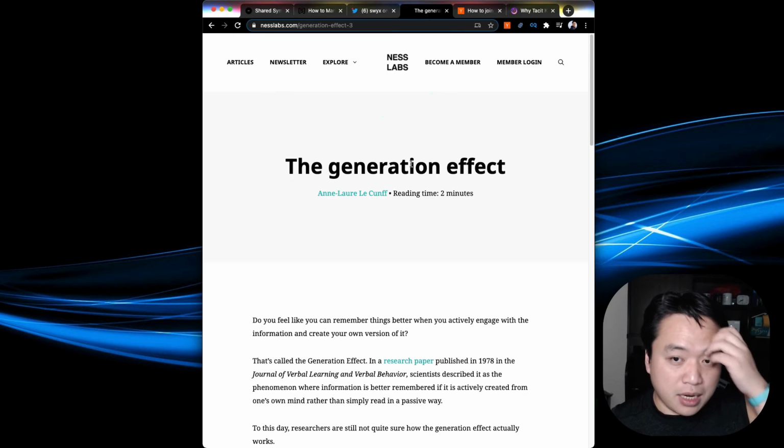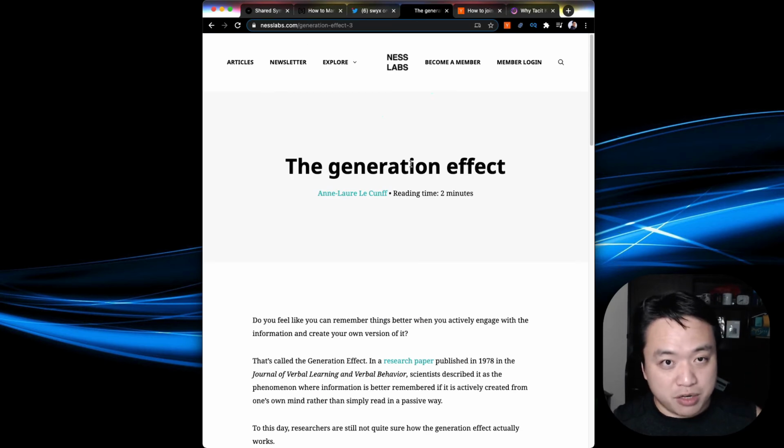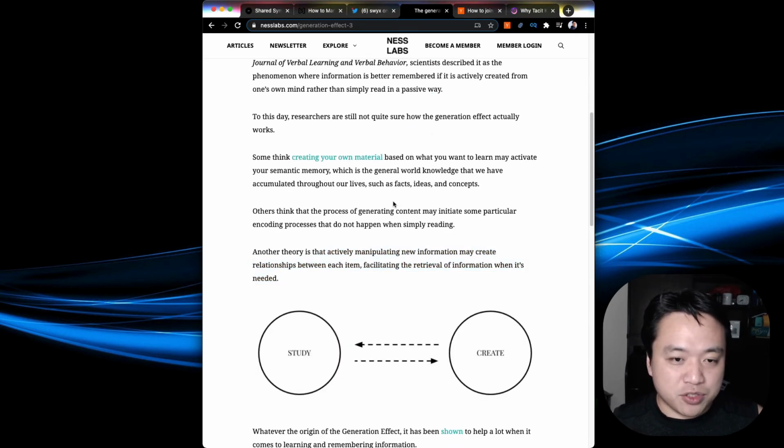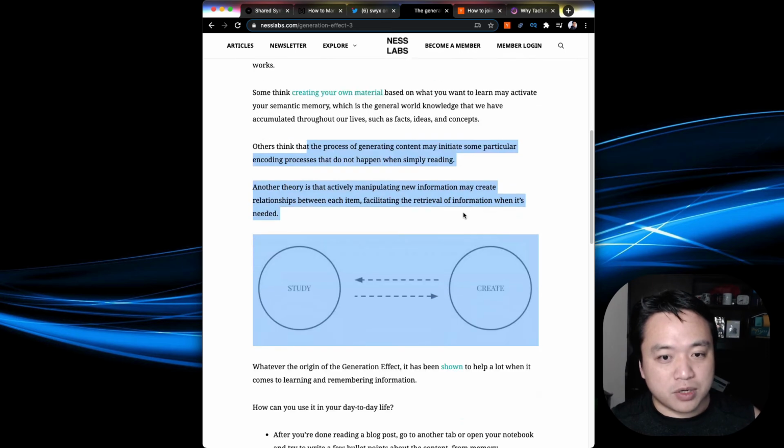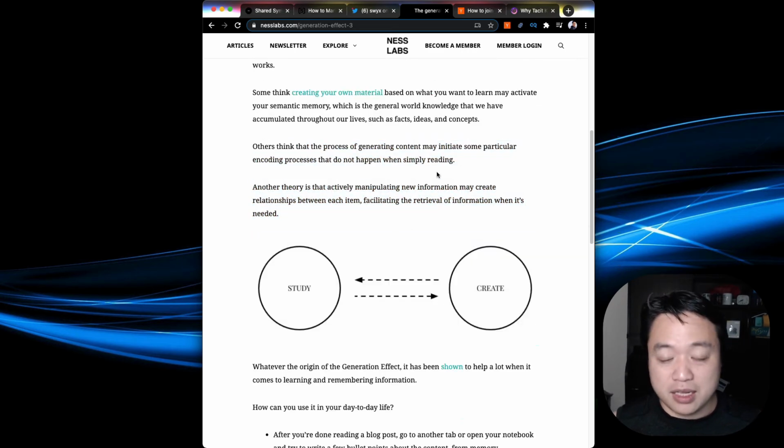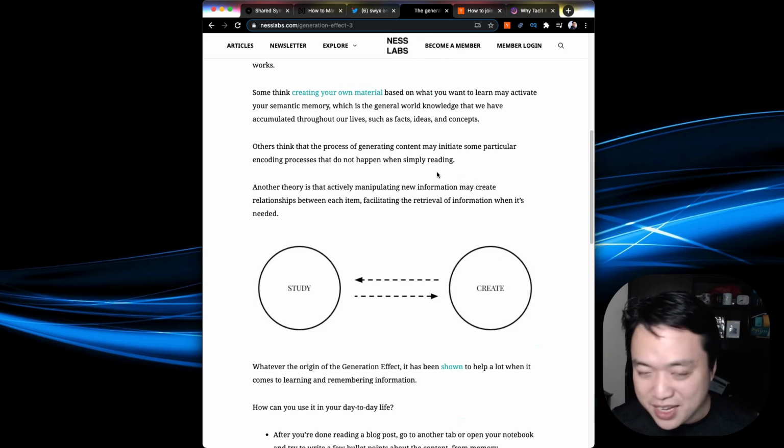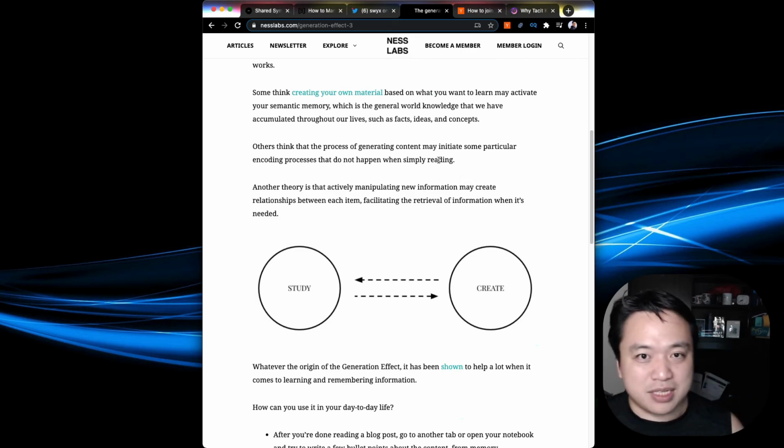And this is an idea that I came across called the generation effect. I didn't know there was a name for it. I just learned about it from Anne-Laure Le Cunff. And basically, it's this idea that if you struggle and state content in your own words, you have a higher chance of retaining it. Super obvious, but now there's a name for it, and now you know. And I think that's the last point that I want to say.